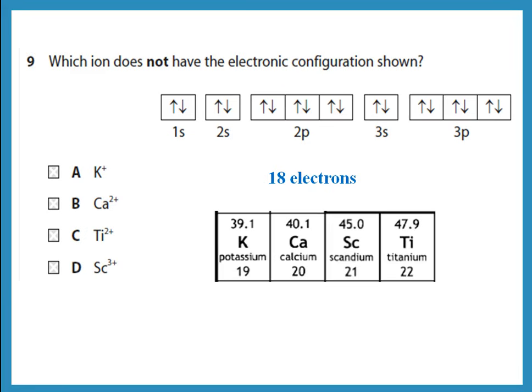He's saying which one does not apply to it. Calcium is 20, with a 2 plus, it would be 18. Scandium is 21 with a 3 plus, that would still be 18. Titanium has 22, so if I remove 2 electrons, there will be a total of 20, not 18, so it will not have this electronic structure.